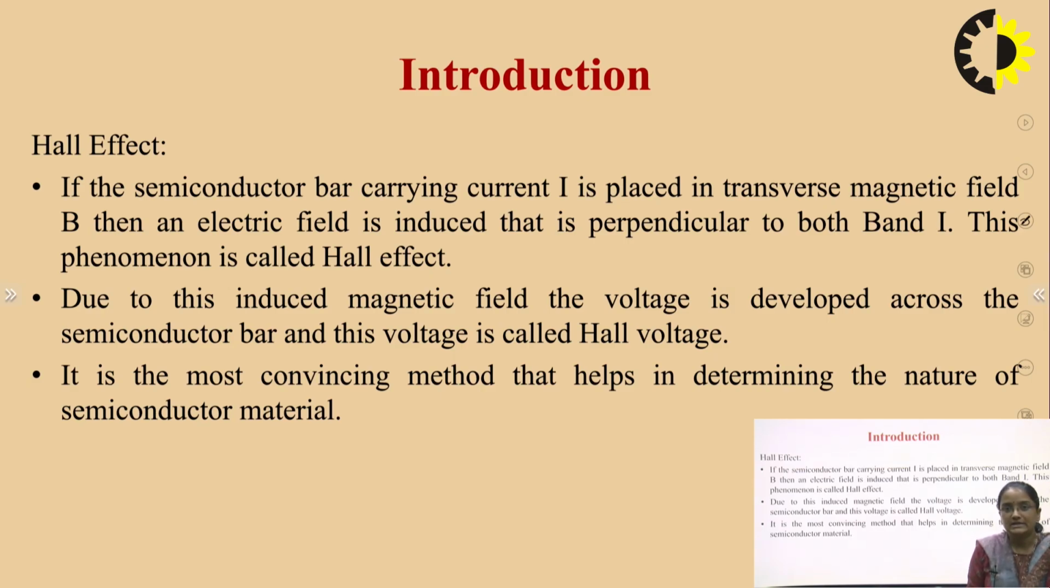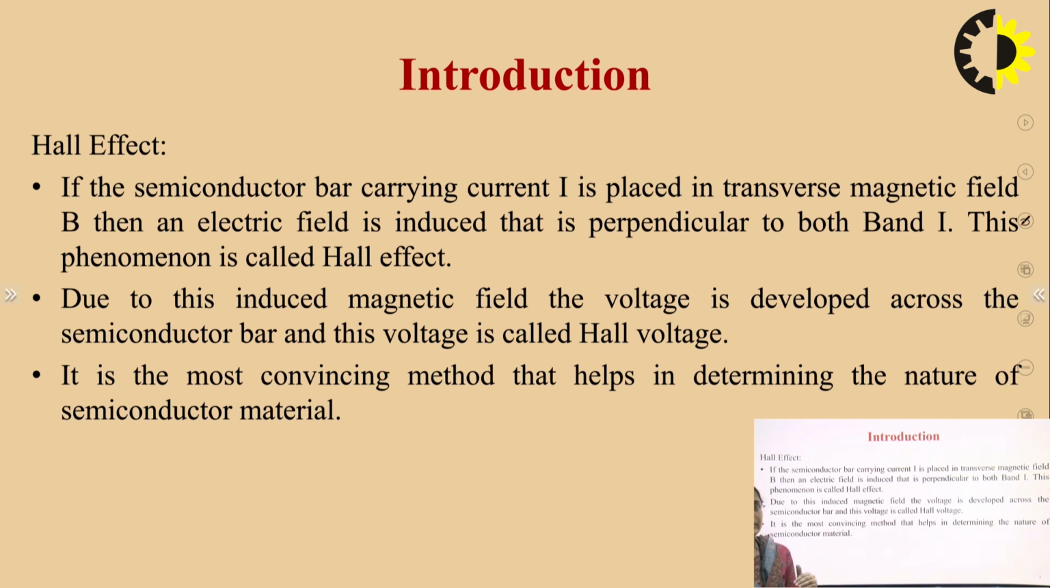So the electric field that is induced is developed across the semiconductor bar, and this whole effect of generation of the electric field across the semiconductor bar is known as the Hall effect. Due to this induced electric field, a voltage is developed across the semiconductor bar, and we term that voltage as the Hall voltage. It is the most convincing method because it helps in determining the type of the semiconductor material, and it also helps in determining the carrier concentration.